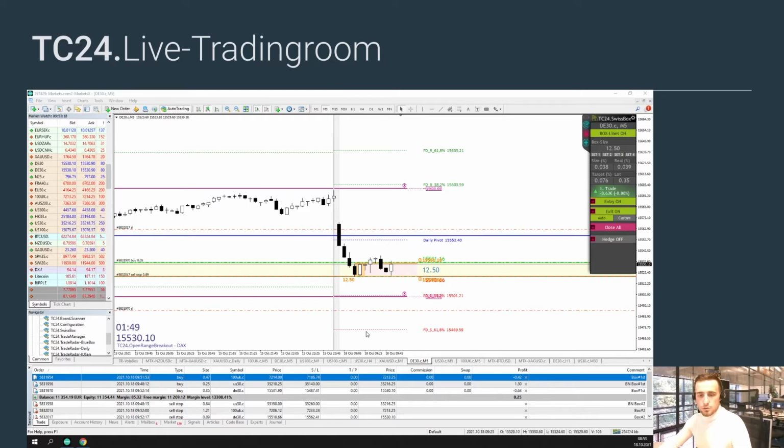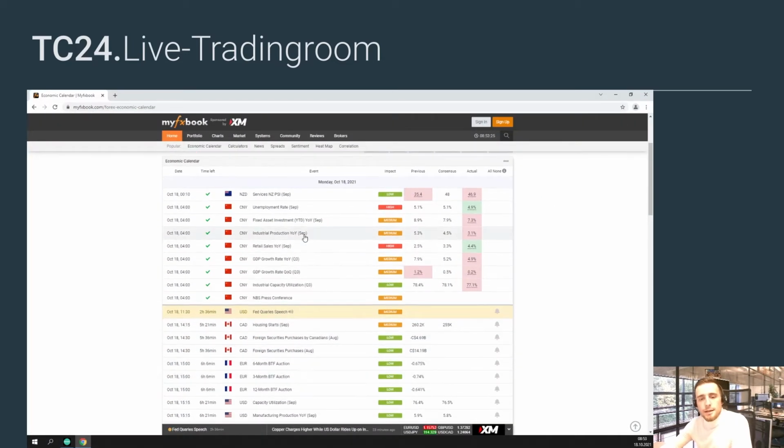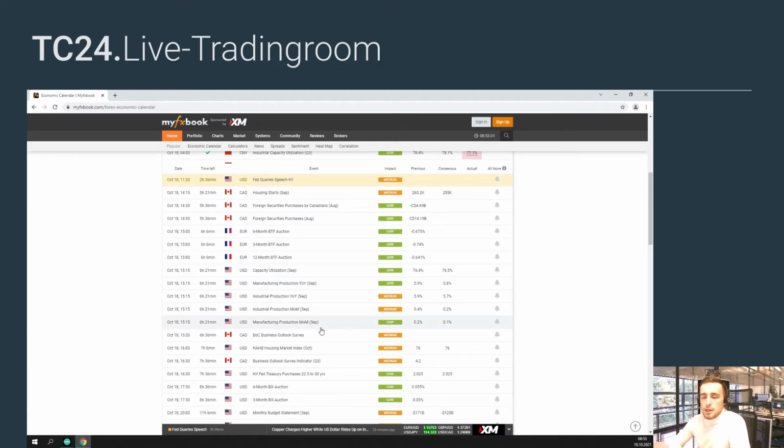So what we can also do as well, as we're going to be trading the European market opening, we can also move over to our economic calendar, where we can then have a look and see what kind of news announcements are going to be released for the day, and then we can have a time scheduled plan in our heads of when and what markets we want to be trading.